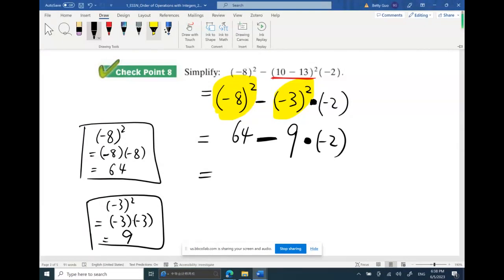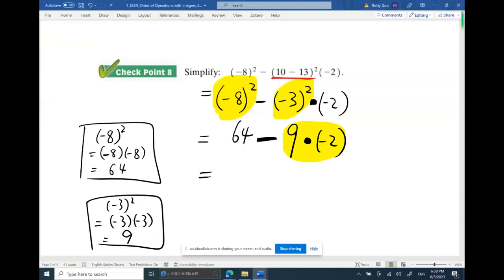Subtraction and multiplication. What do we do first? The multiplication. Yeah, we don't go from left to the right, okay? There's a condition. If the expression only has addition and subtraction, go from left to the right. If it only has multiplication and division, go from left to the right. But here we have subtraction and multiplication. Multiplication is higher level, has a higher priority. So we should do the multiplication first, this yellow part first.